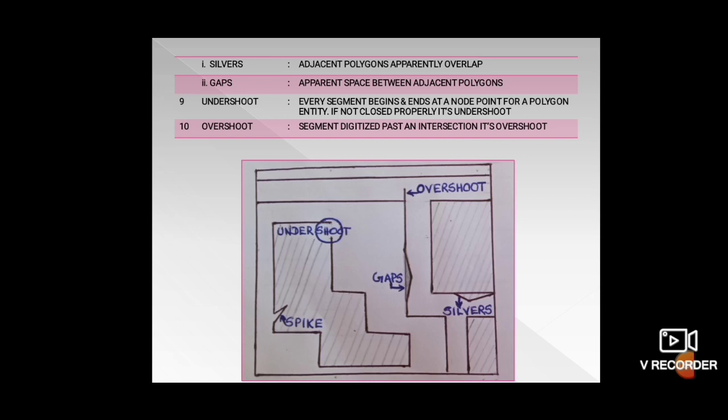An overshoot is just the opposite of an undershoot. Here the segment has been digitized past an intersection. The intersection already occurred in the given diagram, but the digitizer or the operator has further digitized some more entity beyond that enclosed area. We call this an overshoot.